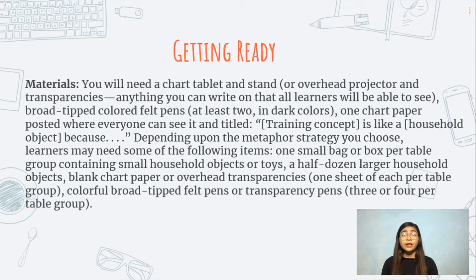Learners may need some of the following items: one small bag or box per table group containing small household objects or toys, a half dozen larger household objects, blank chart paper, overhead transparencies, one sheet of each per table group, and color broad tip felt pens or transparency pens, 3 or 4 per table group.